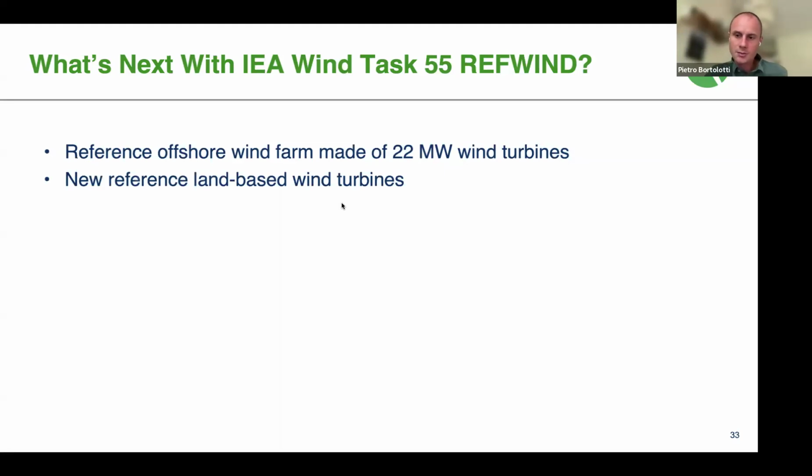In the chat, there is also a question about the scope of Task 55, and the scope is to design relevant reference wind energy systems. That means both wind turbines and wind farms, and both land-based and offshore. They can be fixed bottom and floating. I will post in a second the link to the IEA webpage where Task 55 is described. Task 55 started in October 2023, so we are in the first year, and it will run for 3 more years.